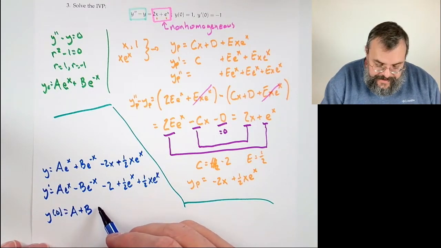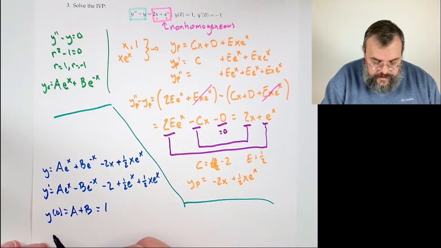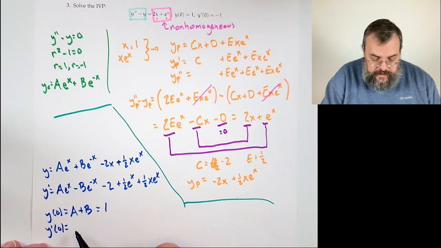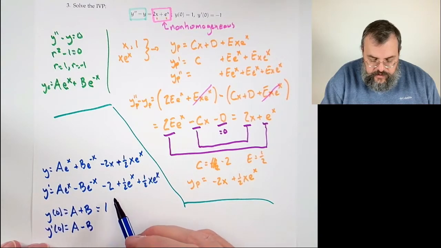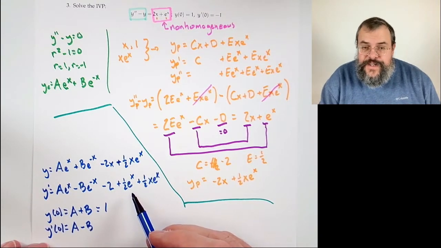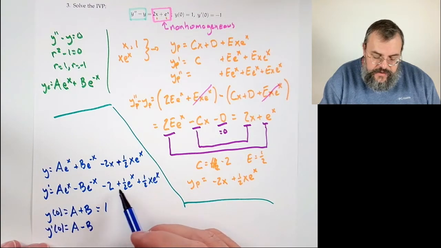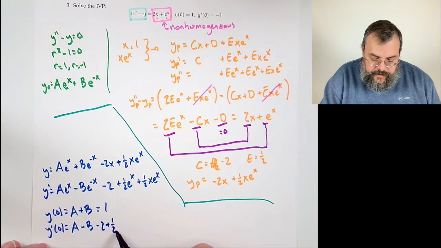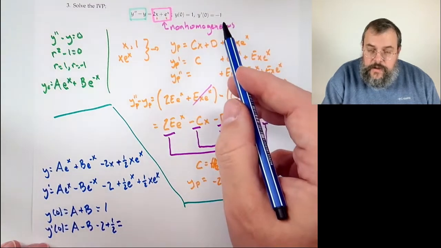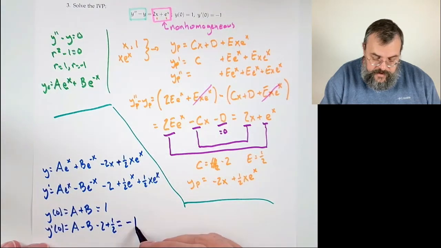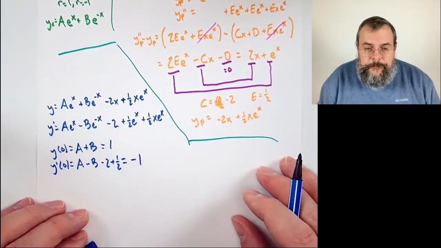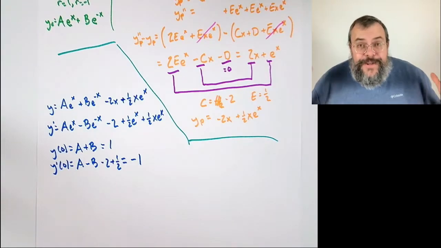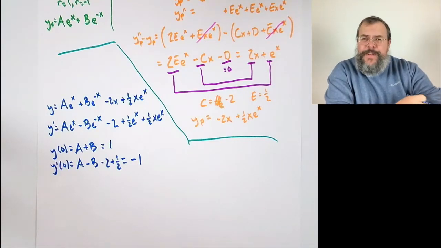Great. So all of that has to equal 1. Y prime of 0 is minus 1. What is that? Well, we get a minus b minus 2 plus 1/2 and plus 0. All right, so minus 2 plus 1/2. Well, we'll go ahead and write it all out. Minus 2 plus 1/2. And that all needs to equal minus 1. All right, good.